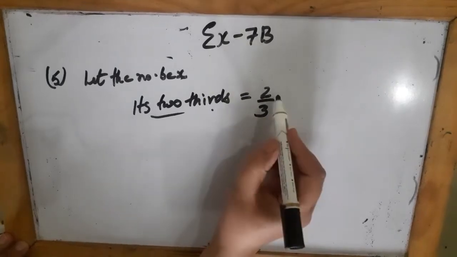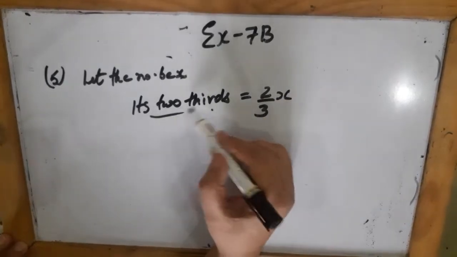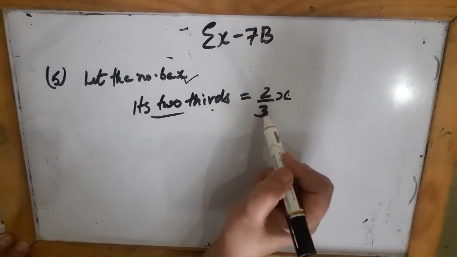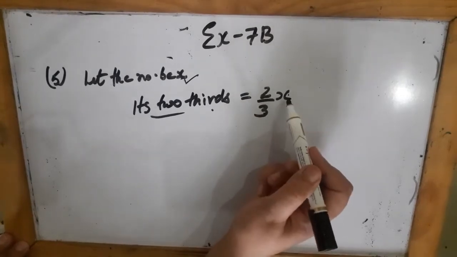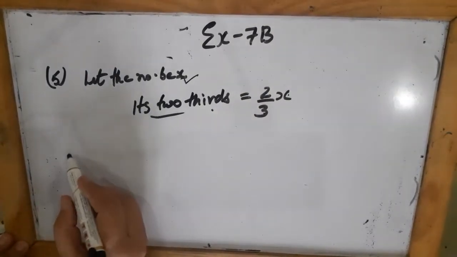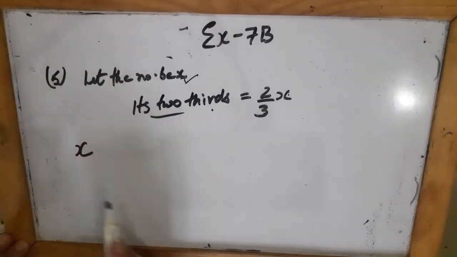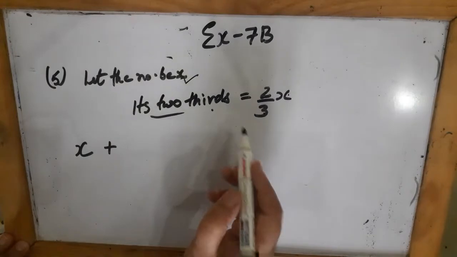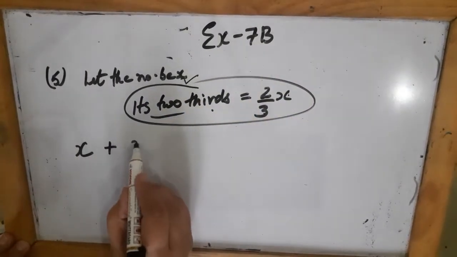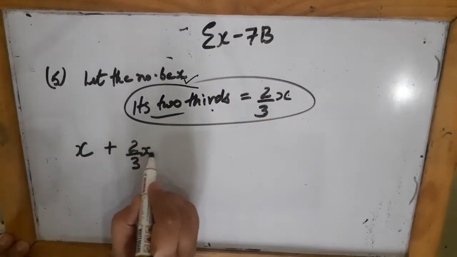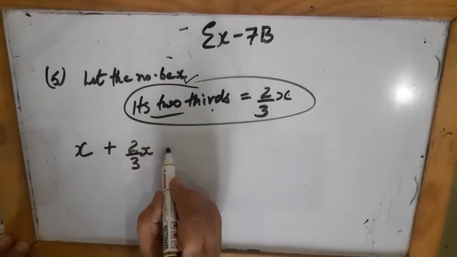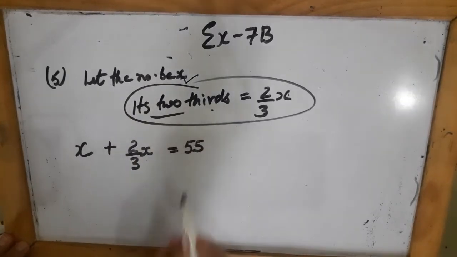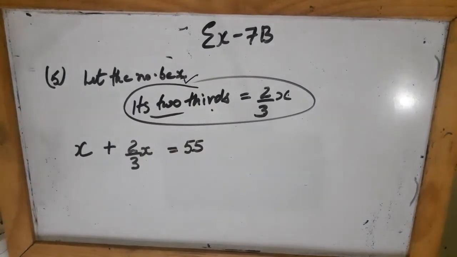2/3 of x. Its 2/3 means x का 2/3. So there we will say a number, according to the question, a number which is x, added to its 2/3. Its 2/3 is उसका अपना 2/3. 2/3 of x is equal to 55. So this will become my equation, and you solve it and get the answer.